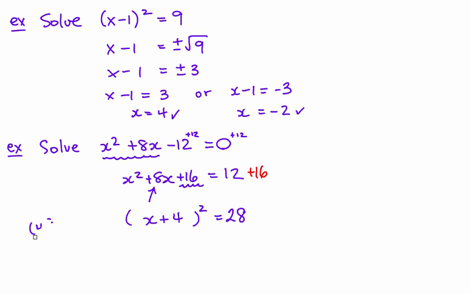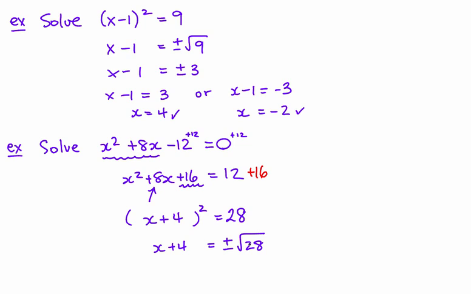It's very similar to what we were doing in the last unit. Now I can solve this much like I did the solution before. I take the square root, and I get x plus 4, and I take the square root, I get plus or minus the square root of 28. And there's a couple different ways that you can do this.